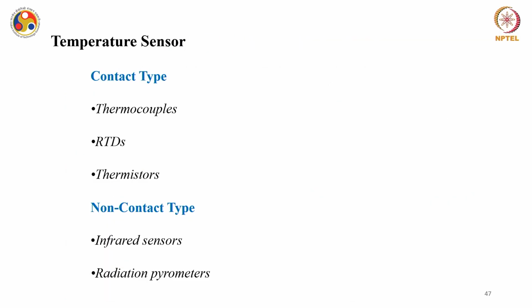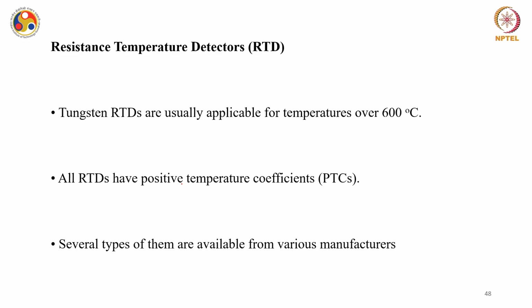Temperature sensors was another topic which we saw with great interest. We divided temperature sensors into two types: contact temperature sensors and non-contact temperature sensors. In the contact type, we discussed thermocouples, RTDs and thermistors in detail. We saw that RTDs are very essential for high temperature measurement, and tungsten RTDs are even used for anything above 600 degrees Celsius.